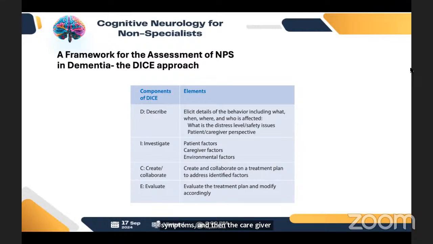One of the main factors is a depressed caregiver who is unable to give the attention and effort the patient needs, including also environmental factors. Most importantly, what is the place around us? Where are we? How are we able to interpret the environmental cues around us? And then collaborate on creating a treatment plan to address the specific factors involved.